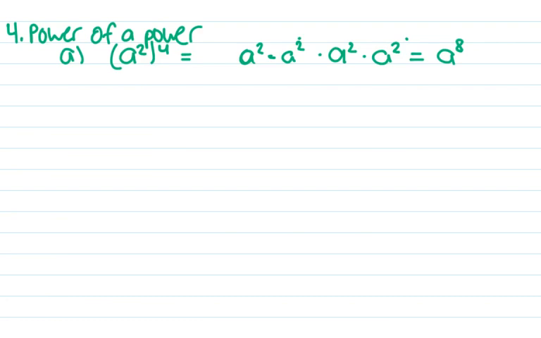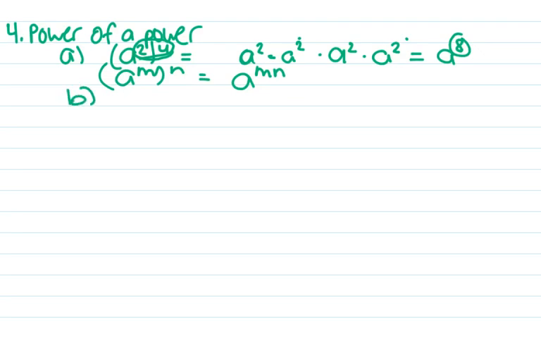So the exponent rule here is a to the power of m, all to the power of n, equals a to the power of m times n. So here I did 2 times 4, which would get me that 8 as well.